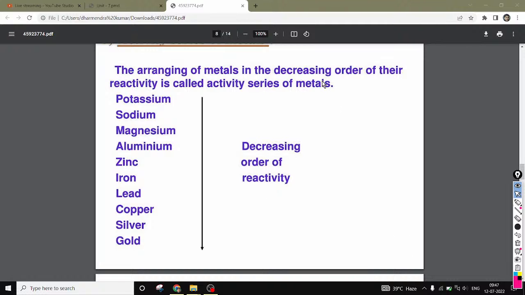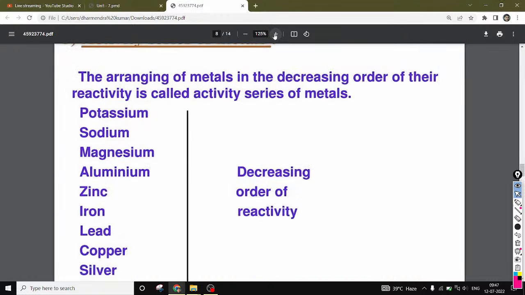And this metal reactivity series is very, very important for you, because you can see here I have already given some trick to you to remember this metal reactivity series, right? The arrangement of the metals in the descending order of their reactivity is called the activity series of metals, right? So this is actually the descending order, means from top to bottom, in the top position all the metals are highly reactive, and in the bottom position the metals are very less reactive, right?